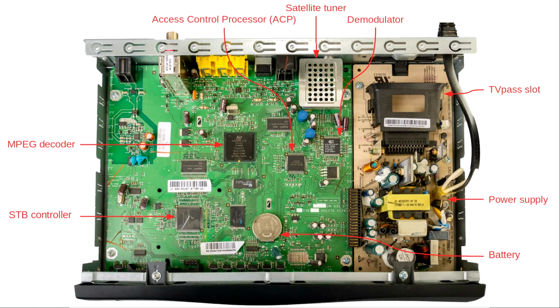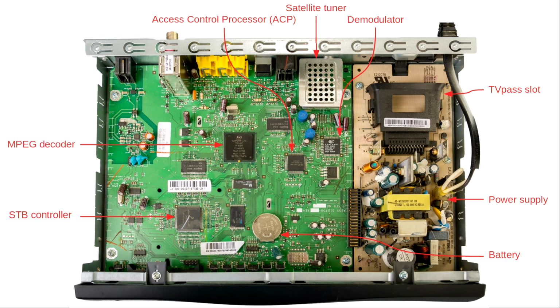Inside a satellite set-top box, we can see the main components of the system. The signal enters the tuner and is passed through the demodulator, which outputs a serial transport stream. This transport stream passes through the ACP, access control processor, and is then sent to the MPEG decoder to output a video signal to the TV.